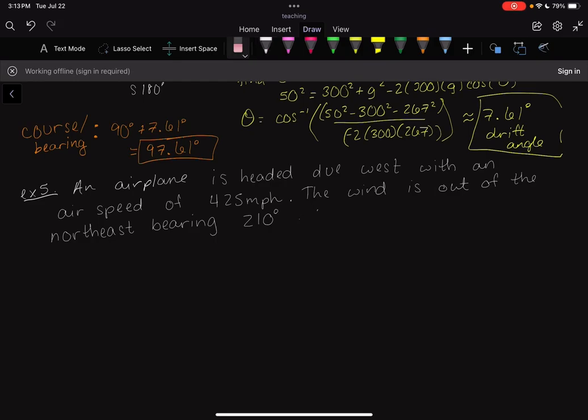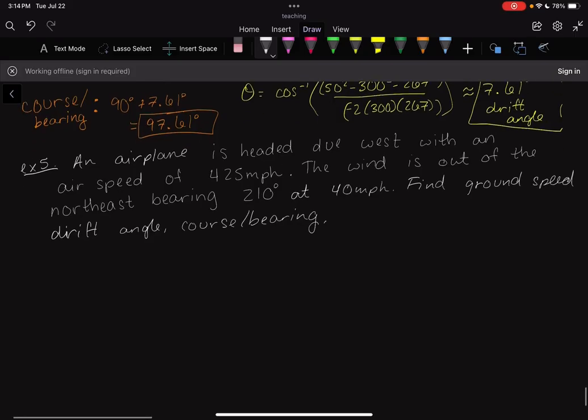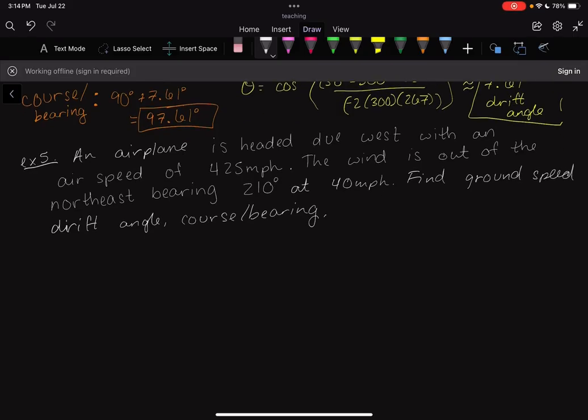Let's just say, sorry, this is what happens when I make them up, but it's good for me too. We'll just say it's like 40 miles per hour. And then we'll find ground speed, the drift angle, and the course or the bearing, whatever you want to call it. All right. I at least just want to set this one up.